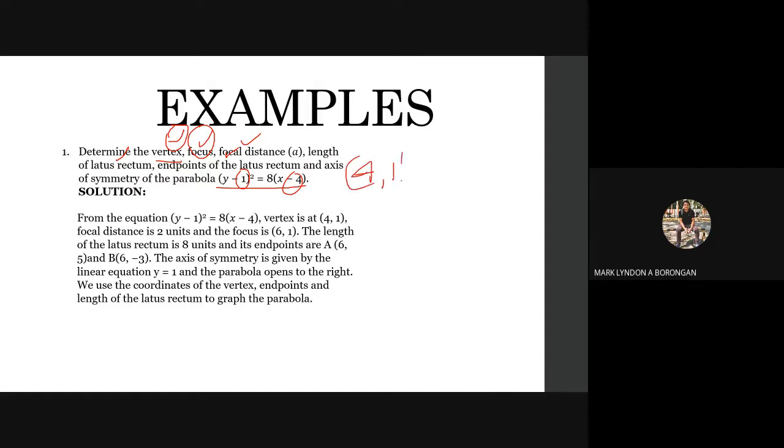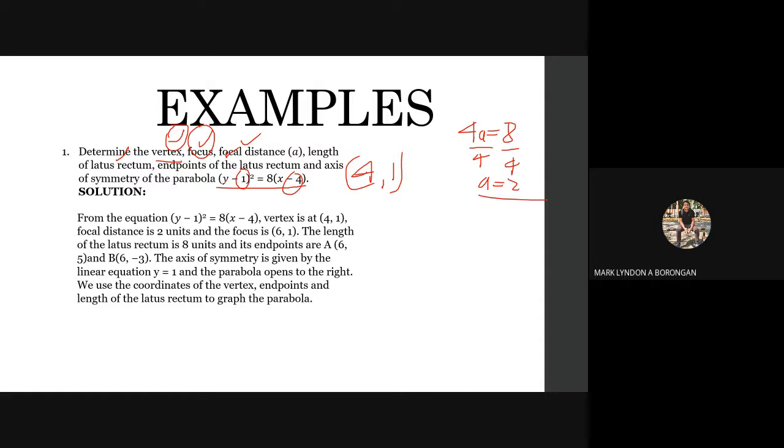Muna tong focus and then how to get the focus gani. To get the focus kani siya 8 man ni siya. So equate nimo siya og 4a is equal to 8. Divide both sides by 4. So a is equal to 2. So as you can see kay y man na siya, di ba?